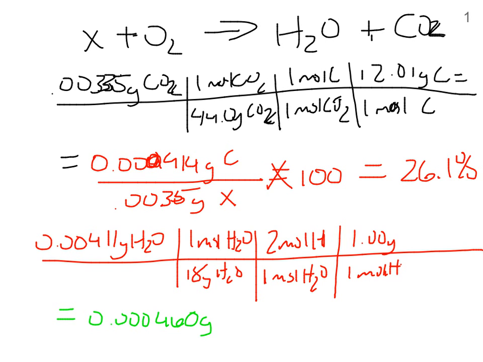Okay, so once we do that, that is going to equal 0.000460 grams of hydrogen. Now, again, we're going to take that and divide it by the total, that 35 milligrams. So divide it by 0.0035 grams. Multiply the whole thing by 100, and we then get 13.1% hydrogen.